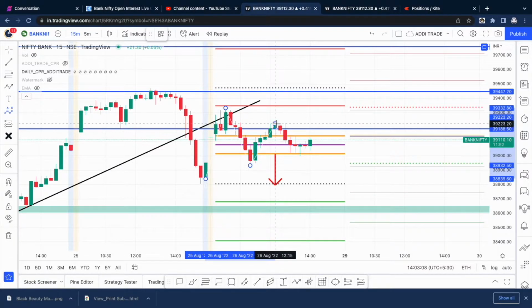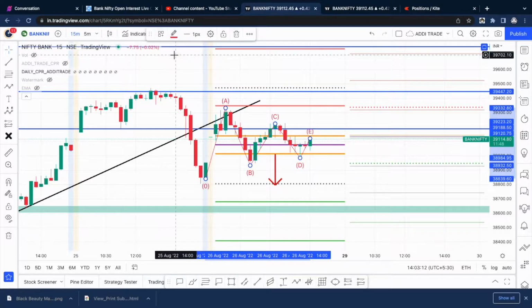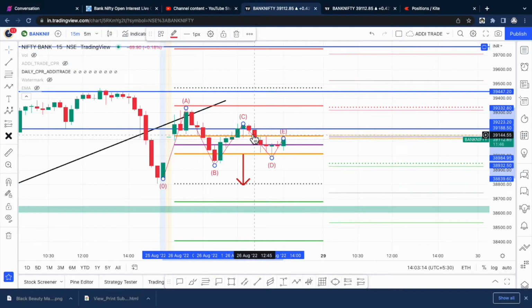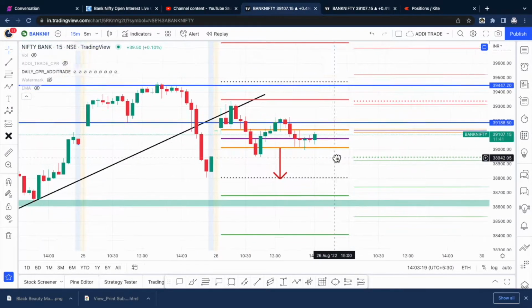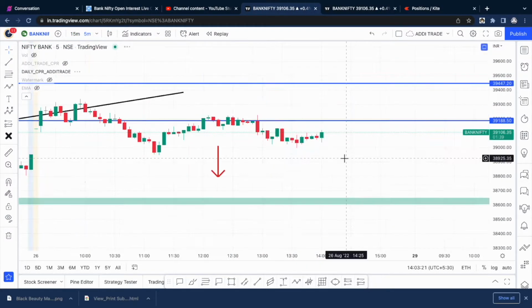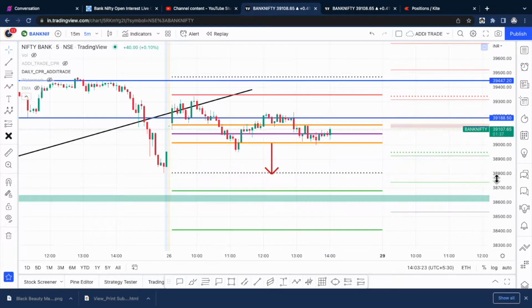See, this is the kind of structure, a corrective structure that was being formed. So I had a view that it will form this kind of A, B, C, D, E, and that's how corrective structures work, if they work like that, A, B, C, D, E. So was expecting E, an up move, and then a down move.